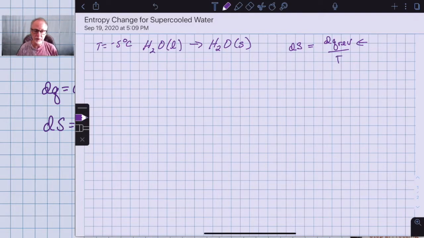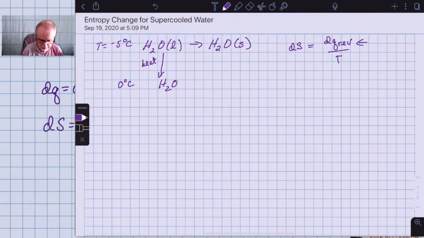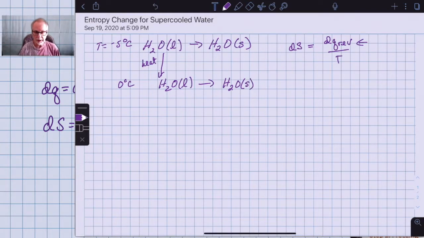So what's our reversible path going to be? Well, what we're going to do is reversibly heat the liquid to 0 degrees. So we'll take the liquid, heat it to 0 degrees, then we'll allow it to freeze at 0 degrees. And that is reversible because it is at the transition temperature, and that is the equilibrium situation. And then we're going to allow it to cool reversibly. So we're allowing the ice to cool reversibly. So we've got this three-step reversible process.